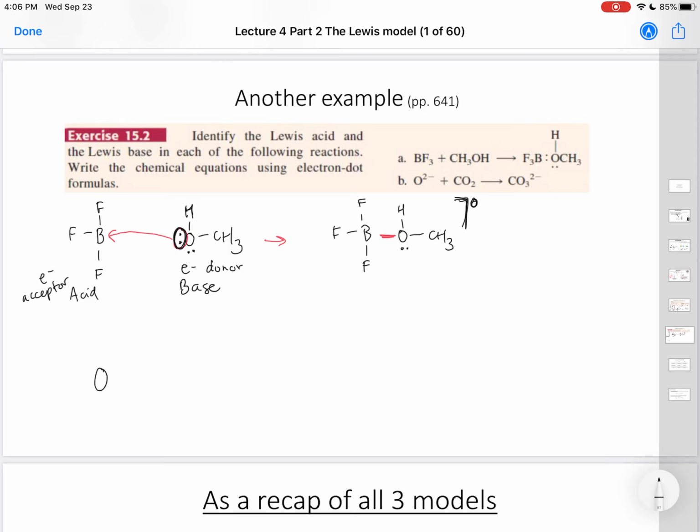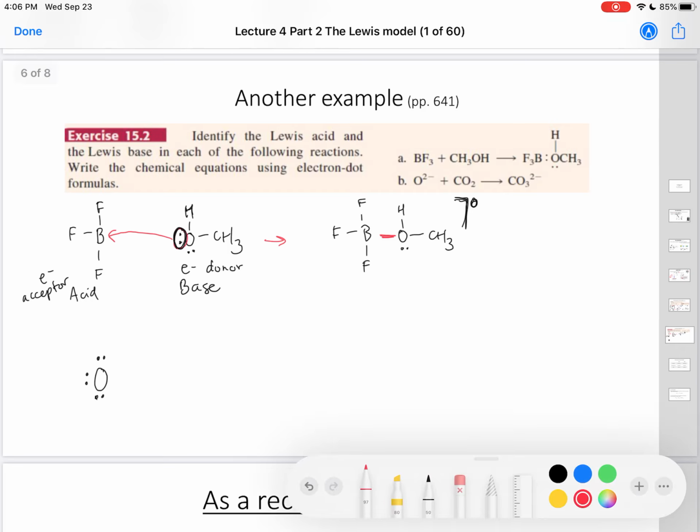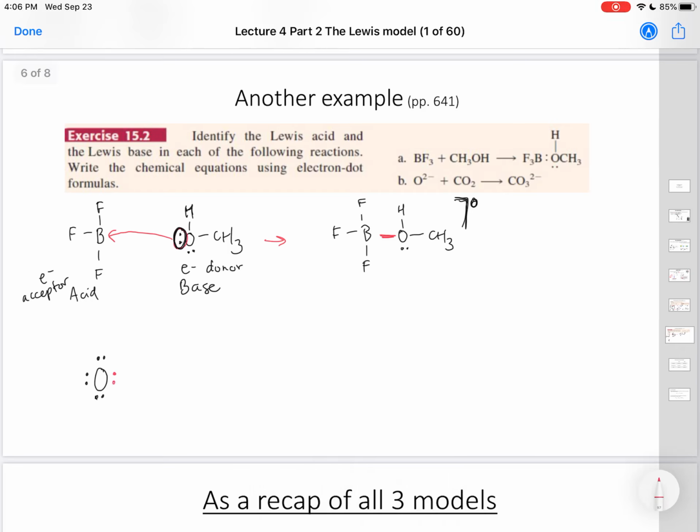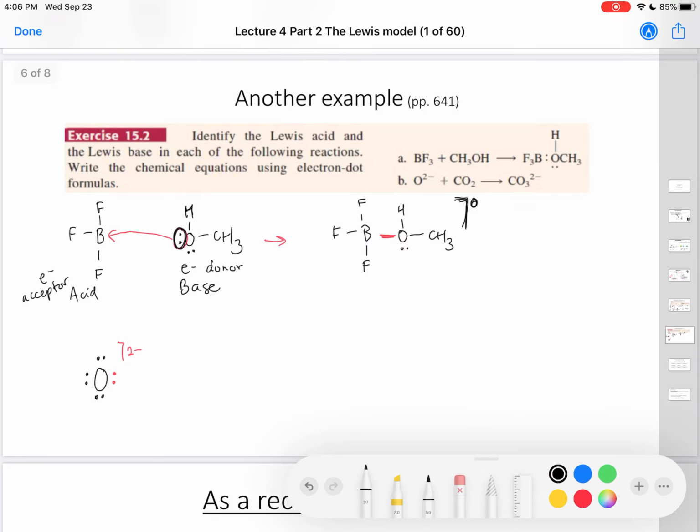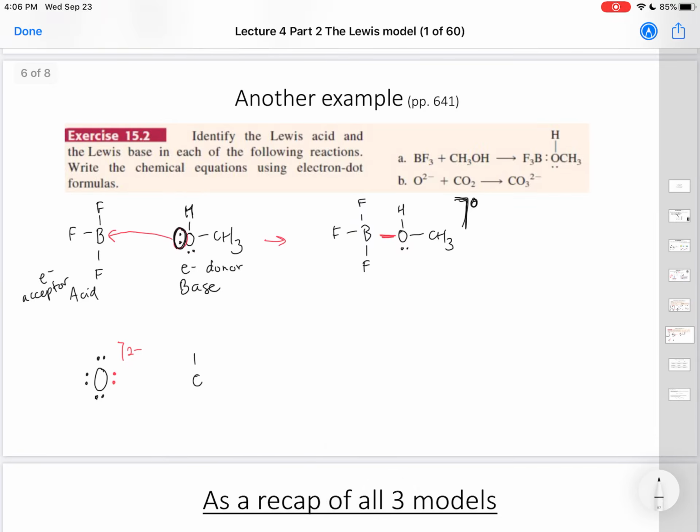Okay. Last but not least, you have B. B is O2 minus. Now remember, oxygen neutral has 6 valence electrons, but O2 minus means it has gained 2 more electrons, so we say O2 minus. Those are the 2 electrons being gained, in red. And it reacts with CO2, and again, CO2 is carbon dioxide. Hopefully you remember from 151 that carbon dioxide is linear and has 2 double bonds.